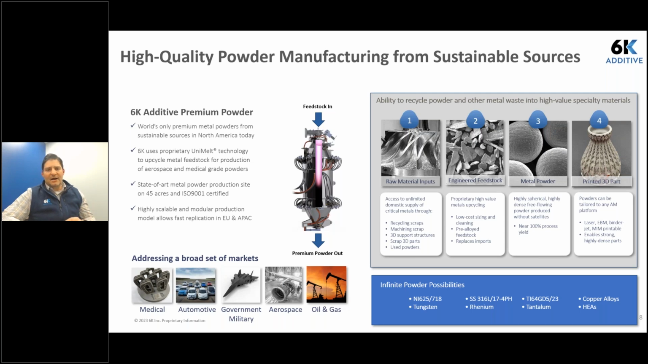In particular, what we're talking about here today is the qualification of 718 from sustainable sources. We're taking that material as an engineered feedstock and putting it through the Unimelt. The Unimelt is termed a spheroidization process because we are not doing any atomization in there. We're simply doing a transformation of the particle from a variety of different irregular shapes to a perfectly spherical powder particle.